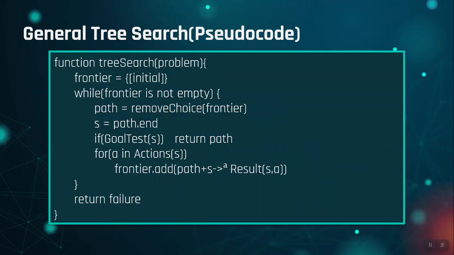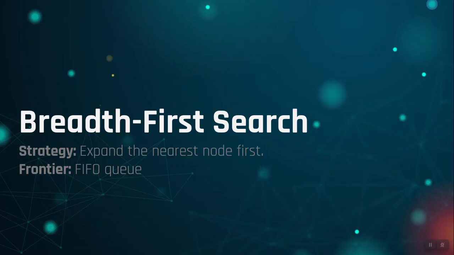Okay, so here's the generic search tree pseudocode. Basically we can see that algorithms only vary on which frontier is next to explore, so we have remove choice frontier here, as well as the manner of adding the frontier. Basically we can add a line before the frontier that includes choosing which frontier to be added. Okay, so let's start with BFS. In BFS, we follow the first in, first out order of expansion, and we prioritize the nearest node.